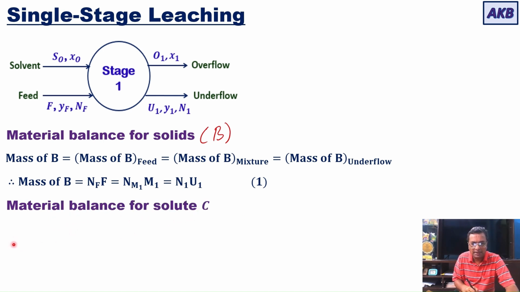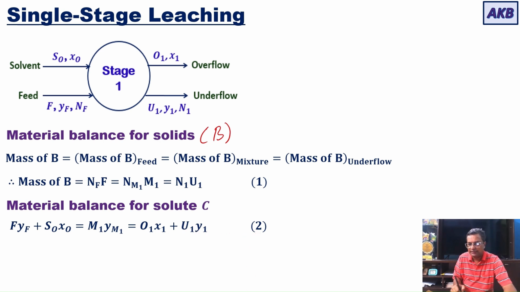So it will be written as, I will first write the equation and then tell you how we get that equation. So F into YF plus S naught into X naught, that is equal to M1 into YM1, that is equal to O1 into X1 plus U1 into Y1, and I am calling it as equation number 2. Now let us understand how you get those terms.